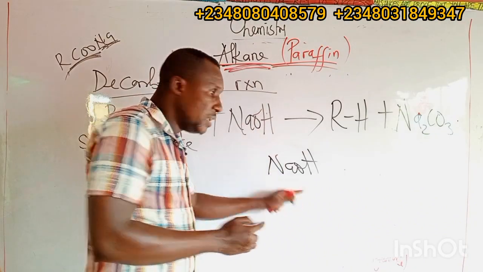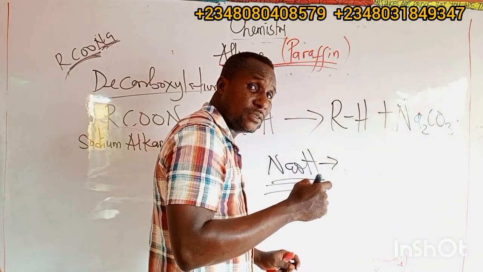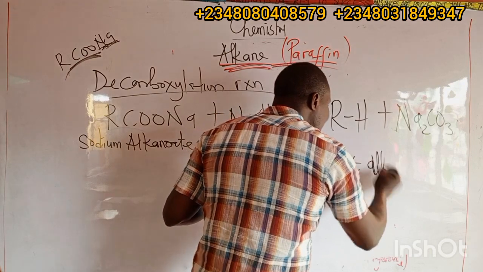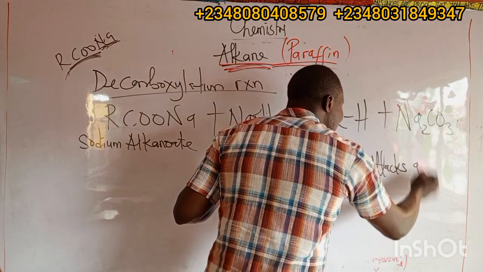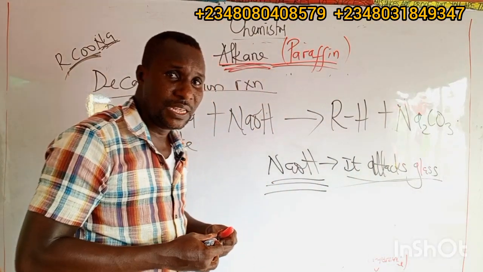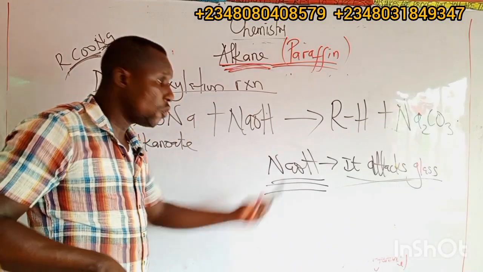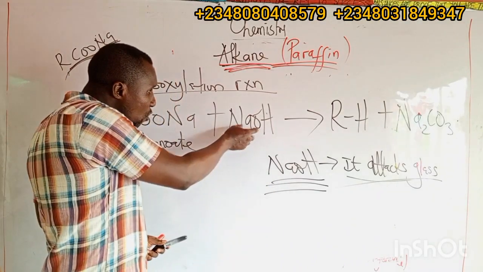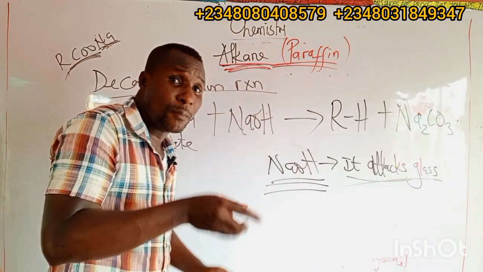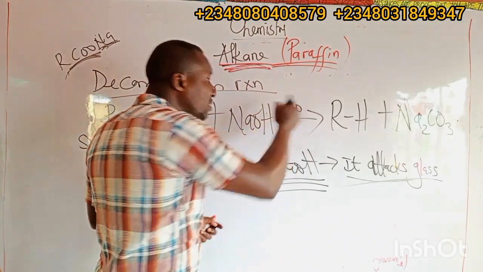The reason why we don't use this one directly is because it is a deliquescent substance, and it attacks glass. Therefore, soda lime is used instead of caustic soda. But the caustic soda that will be used is the small portion from soda lime. That means soda lime contains calcium oxide and sodium hydroxide.